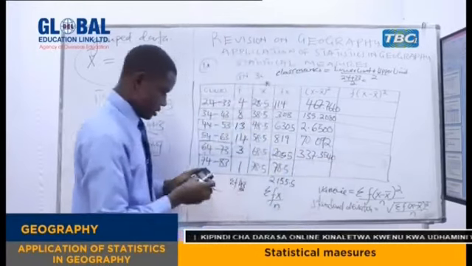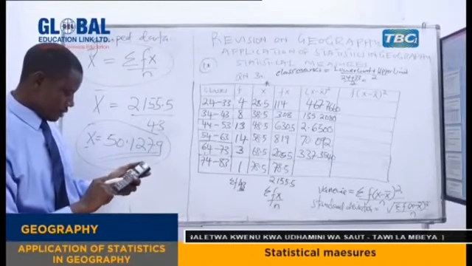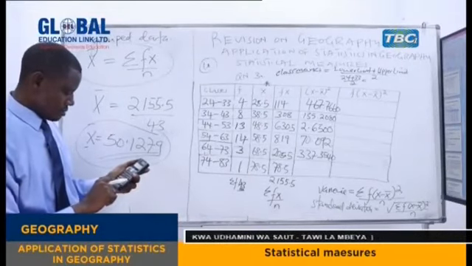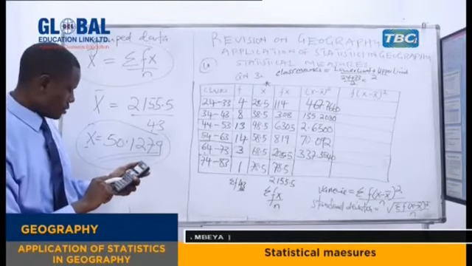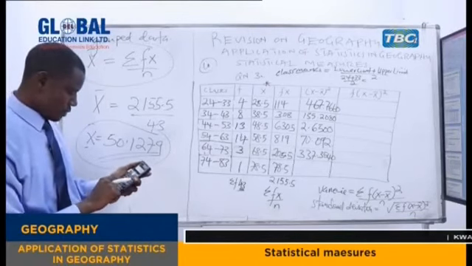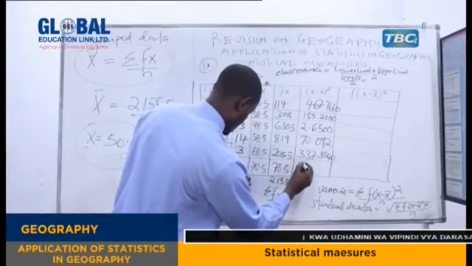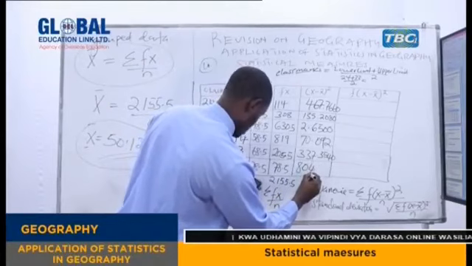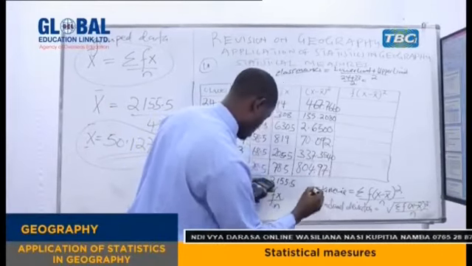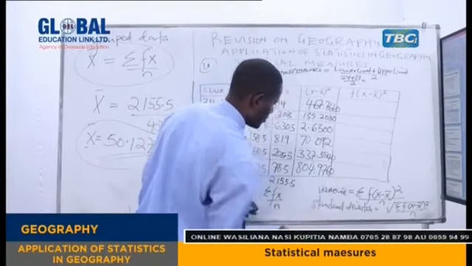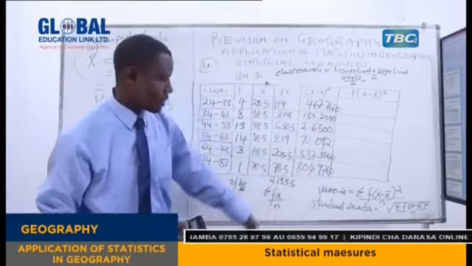Then we get 307.3540. And then for the last one, we take the bracket, that is 78.5 minus the mean, that is 50.1279, bracket square, then we come up with 804.9760. So for that particular column, there's no summation that we're supposed to do.